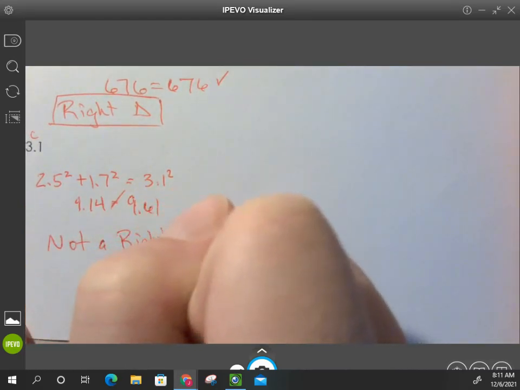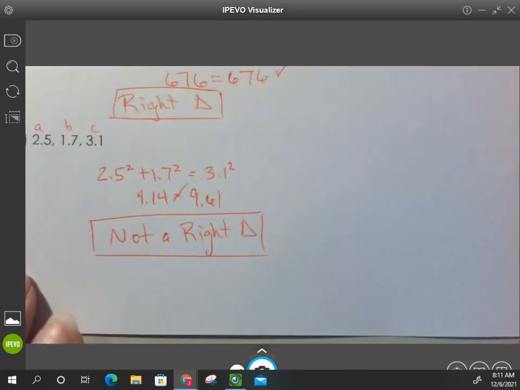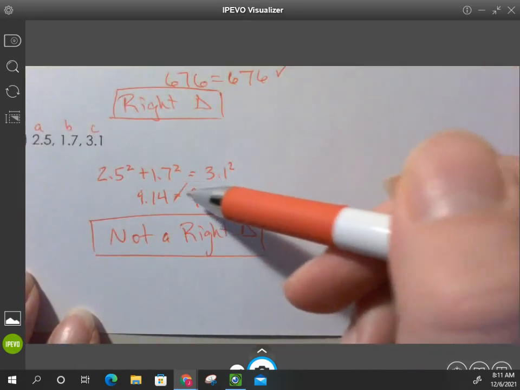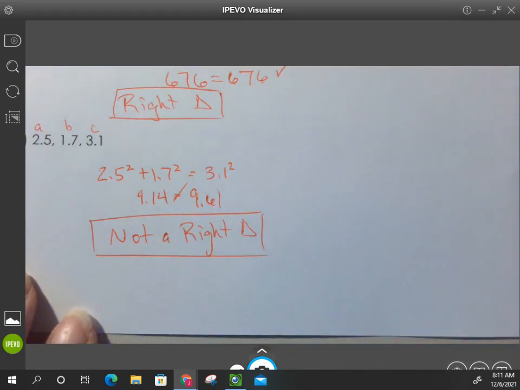So you need to state each one, and you need to have proof. So you don't want to just have an answer on these. You need to show the proof. Is it true or not true? And then state whether it makes a right triangle or not.